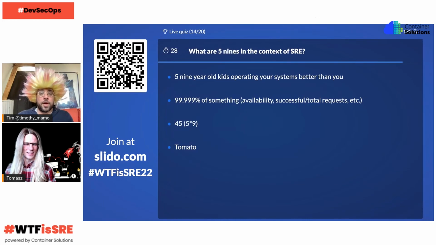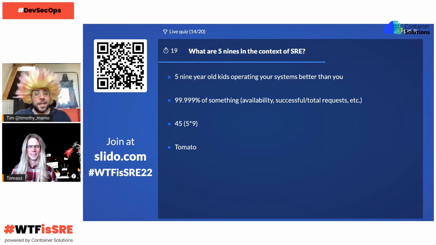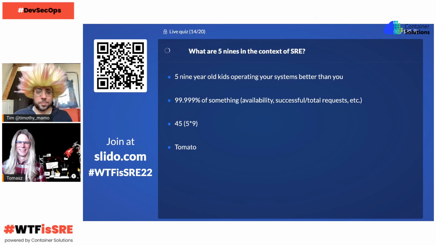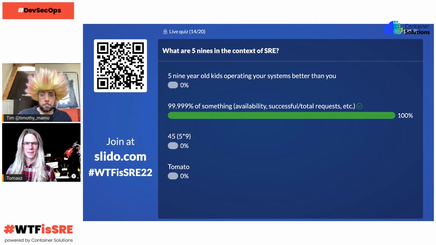Question 14. What are 5 nines in the context of SRE? 5 9-year-old kids operating your system better than you. That's always a possibility. 99.999% of something: availability, successful total requests, whatever. 45, open brackets, 5 multiplied by 9, close brackets. Or tomato. I feel that our quiz masters weren't sure what to put on. And we've got full consensus that 5 nines is 99.999% of something. Good.